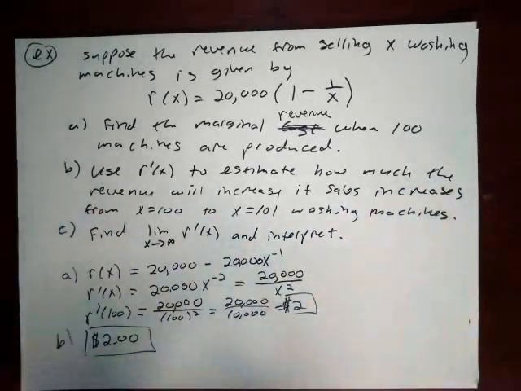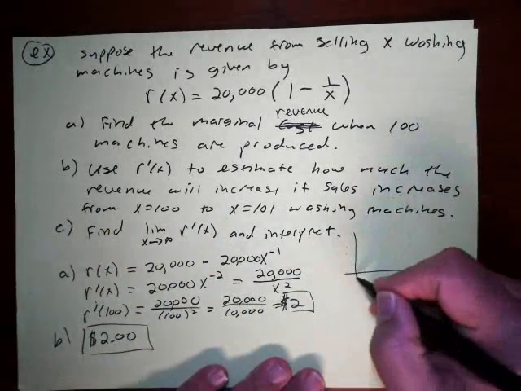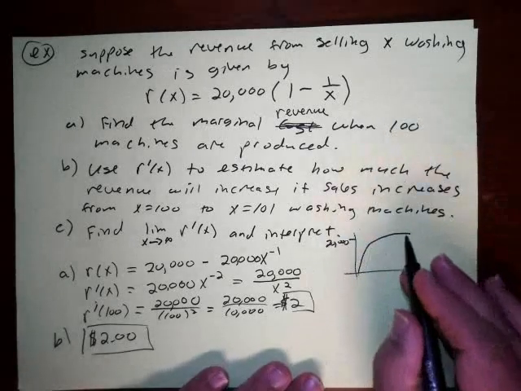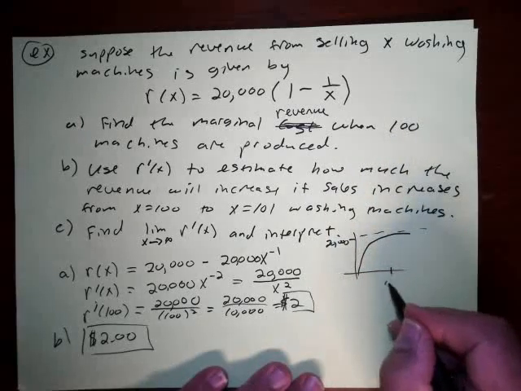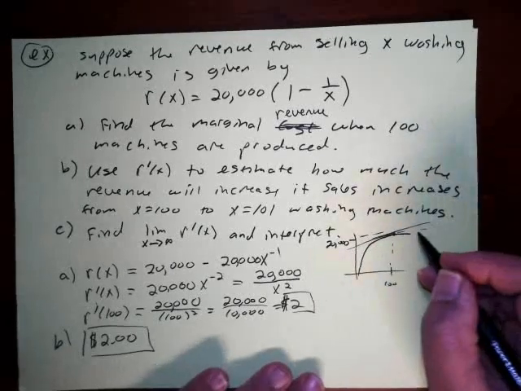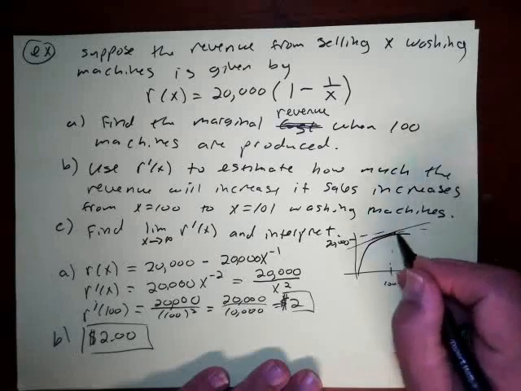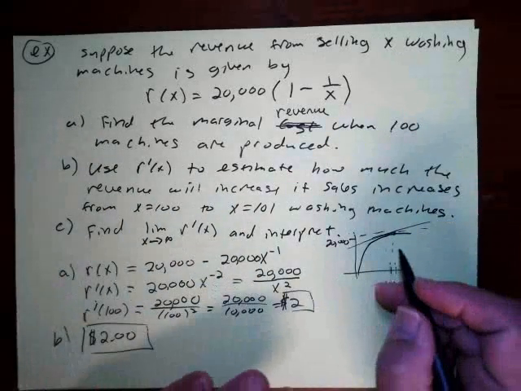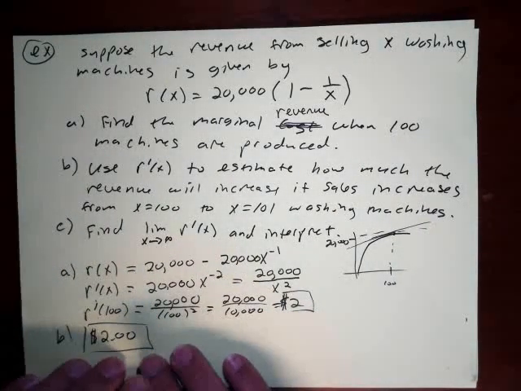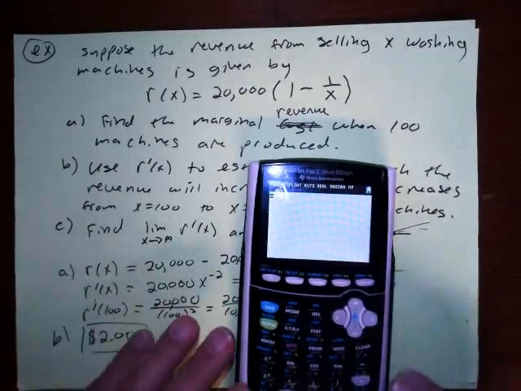Now, it won't be exactly $2, because this function actually looks like this, and it's leveling out at 20,000, to tell you the truth. At 100 it's here, and what I just found was the derivative at 100. At 101 the derivative's a little less, so over this interval the rate of change is changing from 100 to 101. So the true amount is going to be a little less than $2.